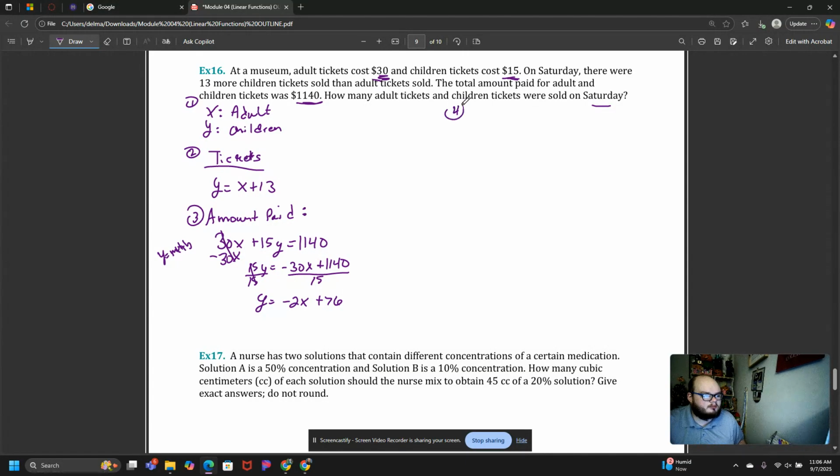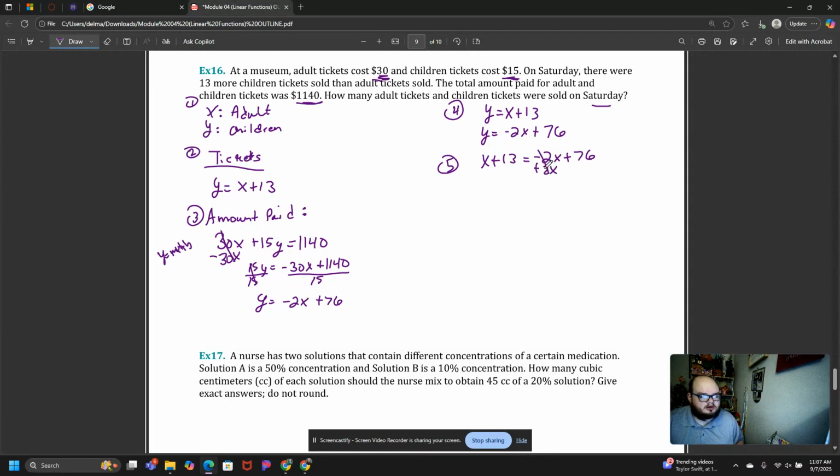So step 4, I'm going to rewrite both of my equations. We know y is the children's tickets, and we'll probably find that last because both of these equal y. So since they equal the same thing, I can claim down here that they're equal, and just solve for x, adult tickets, and figure out how many adult tickets we sold.